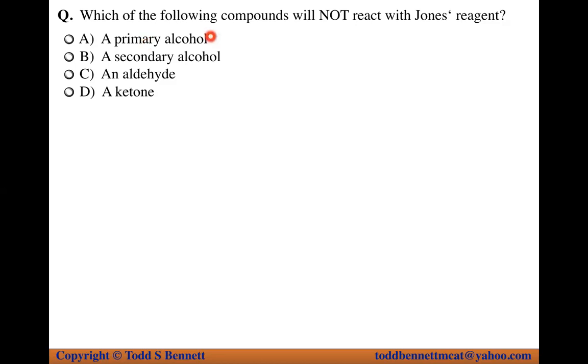Primary alcohol has 2 H's that it can lose. Secondary has 1 H you can lose. Aldehyde has 1 H you can lose. Ketones have no H's to lose.